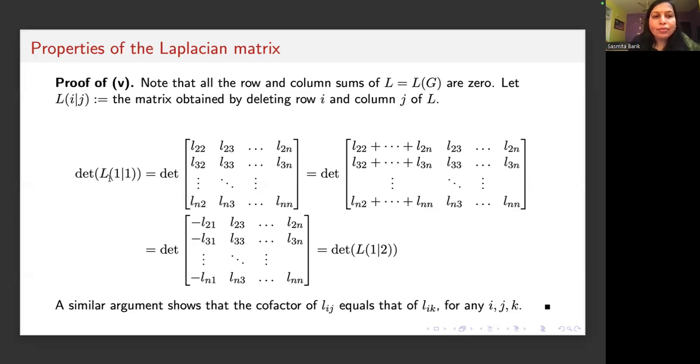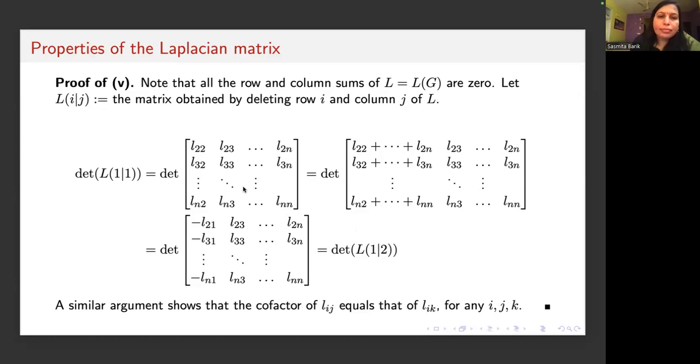So if you look for the cofactor of 1, 1, and 3, that is the same as the cofactor of 1, 2, and 3. Similarly, we can prove, like I added to the first column, you can add to any column and show that the cofactor of L11 is the same as the cofactor of L1j for any j. And similarly, since the matrix is symmetric, I can show the other way that the cofactor of Lij is equal to the cofactor of Lik for any i, j, k. So all the cofactors are equal.